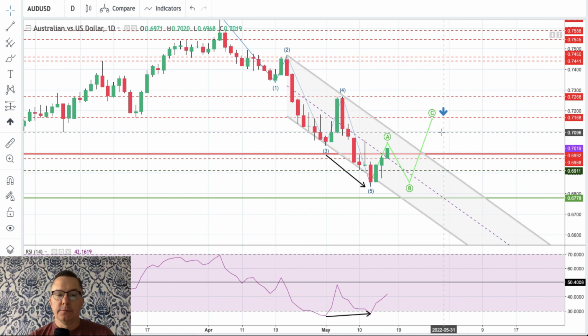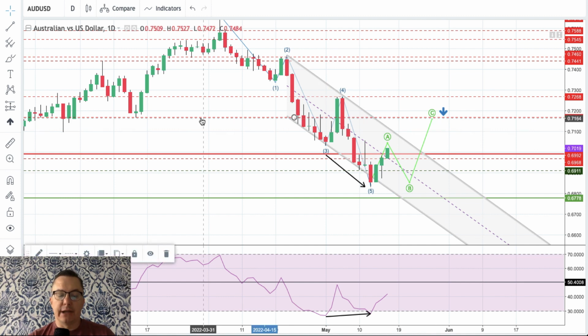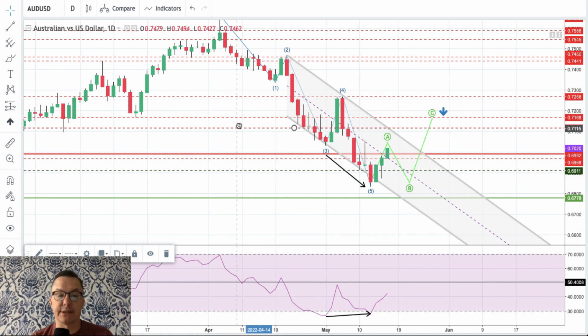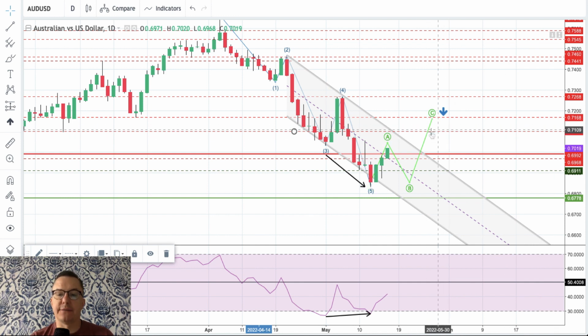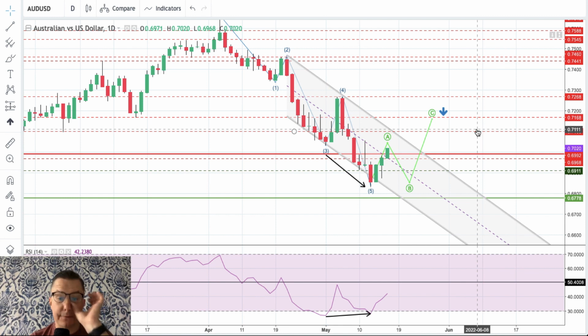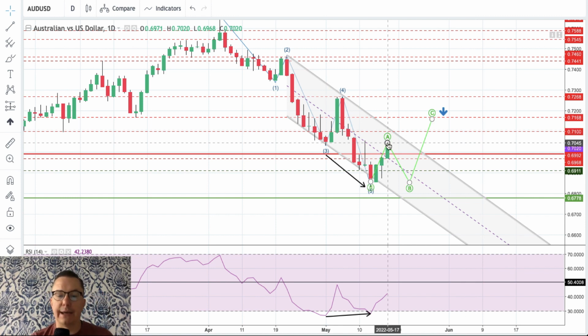This is kind of an important technical resistance. However, I would like to point out one more technical resistance. This is the level of 7,100. So that's the first target for the correction, of course, and then the second technical target is 7,168.